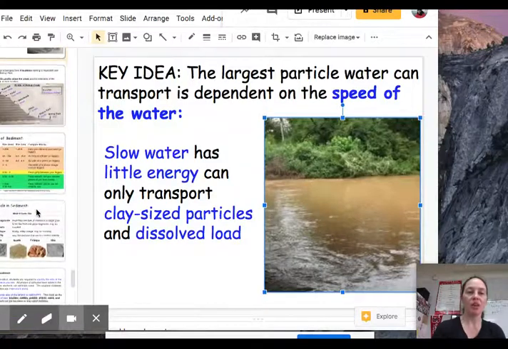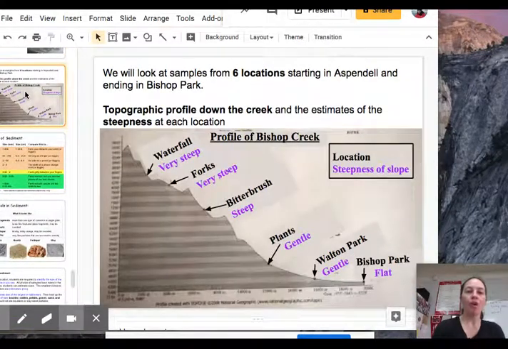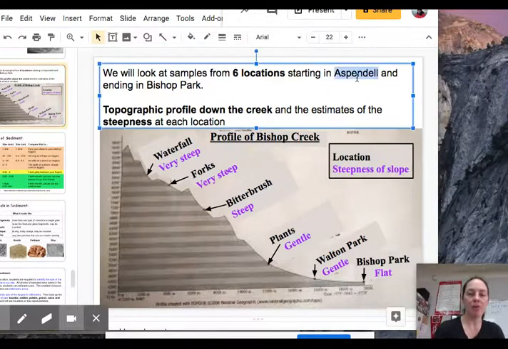So to continue with our video, we are going to be looking at samples from 6 locations, starting from Aspendell, which is up the hill from Bishop. It's that little mountain community by Cardinal Village, and ending in Bishop Park in the middle of town. This is a topographic profile going down the creek, and it has estimates of steepness at each location.